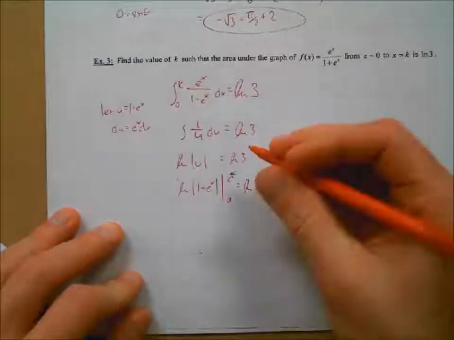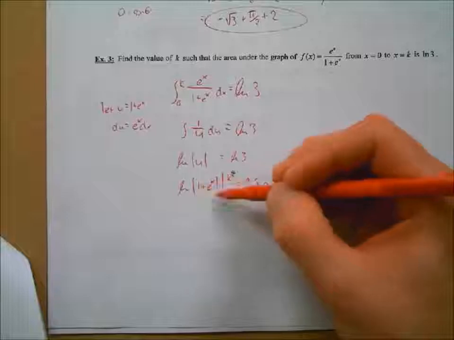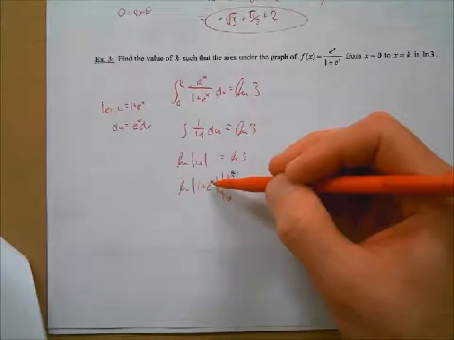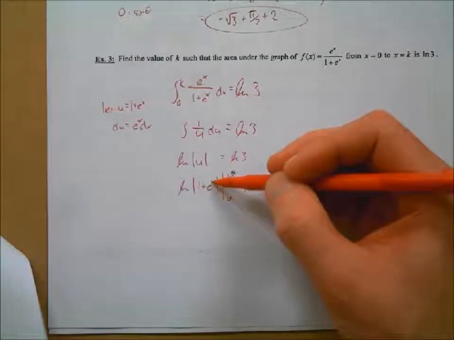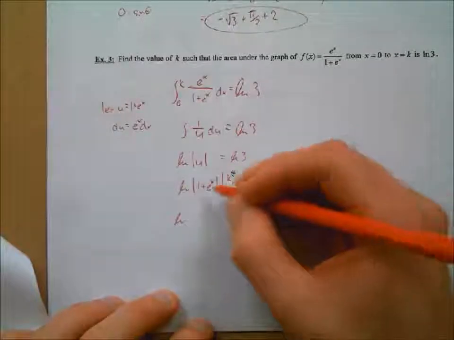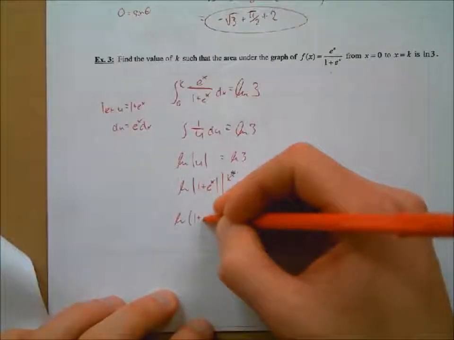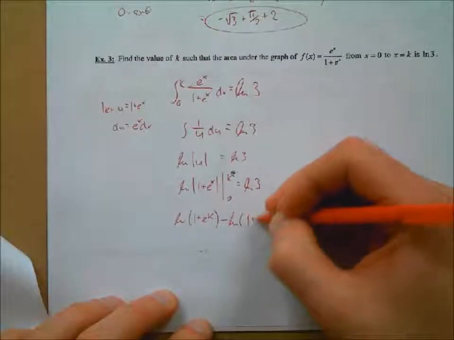So at this point, back to my original question: do we need to have the absolute values around 1 plus e to the x? No, right? E is like 2 point something. E to the x is still going to be positive, no matter whether it's a negative or positive power. Plus a 1 is still positive, so we can drop those. So this is then the natural log of 1 plus e to the k, minus the natural log of 1 plus e to the 0.